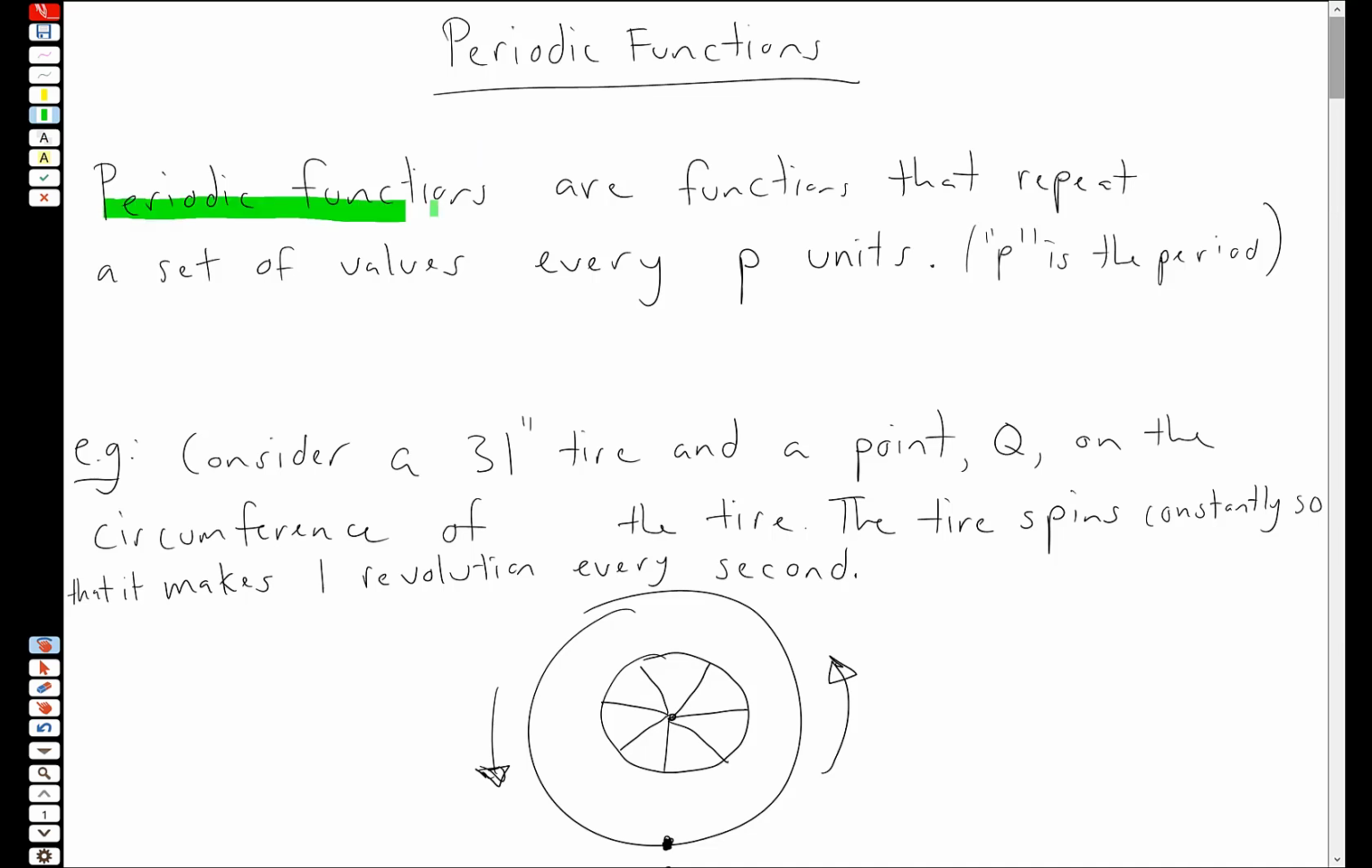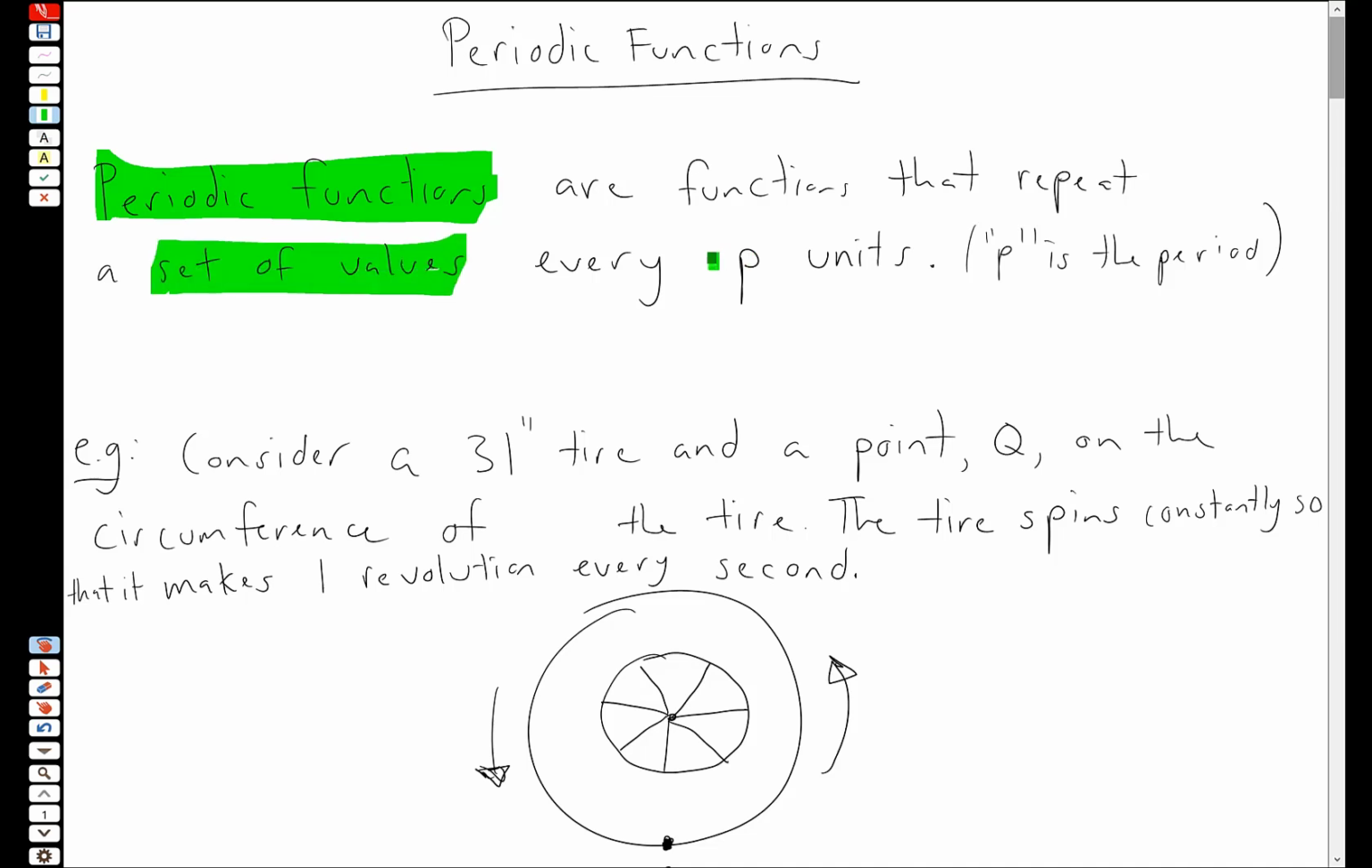Now, what are periodic functions? So this is the pinkies up definition. Periodic functions are functions that repeat a set of values every p units, okay? And p is what we call the period. What this is saying is that this function is going to repeat the same pattern over and over again, and it completes a pattern in p units, or again, what we call the period. So periodic functions are these functions that have this built-in repeatingness that we see in real life sometimes.